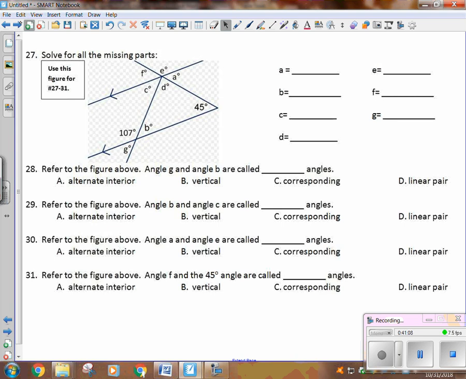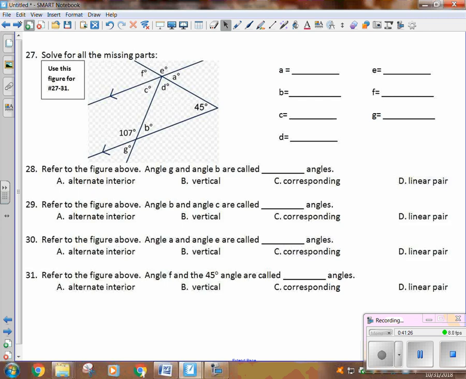I have a suspicion, and I'm worried and concerned that you may not at first want to dive into number 27. But let me encourage you to take it one small chunk at a time. This is a good time to review because now we're going to review our angles.